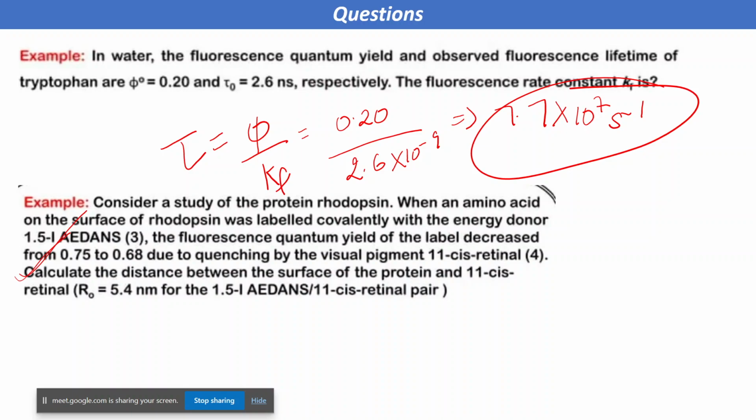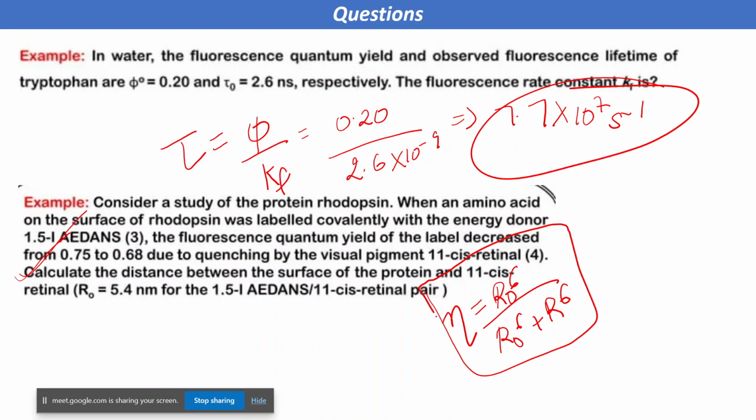It is like the same question we have discussed in the starting slides. So how do you calculate the distance? You know this formula: E equals R0 to the power 6 divided by R0 to the power 6 plus R to the power 6. For the distance calculation between acceptor and donor, you should know the value of the Förster radius and the energy transfer efficiency. The value of R0 is given, it is 5.4 nanometer. So you have to calculate the value of energy transfer efficiency.